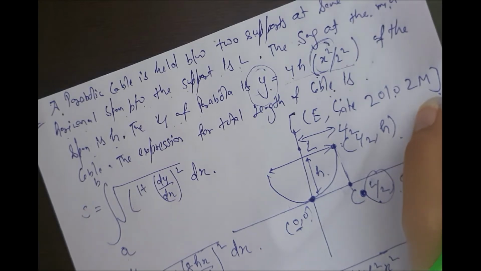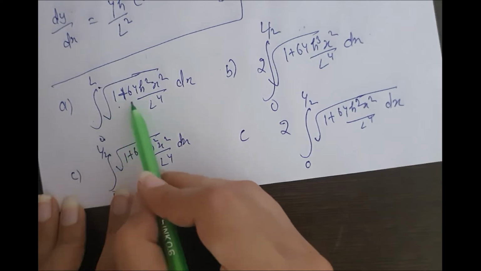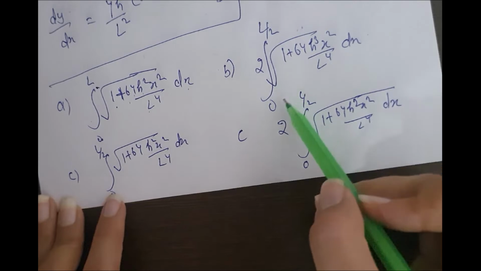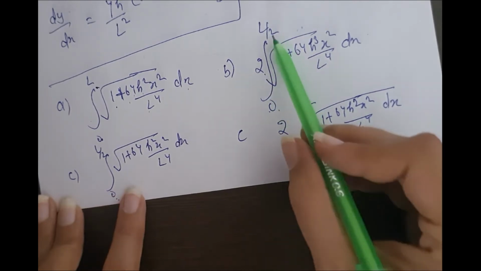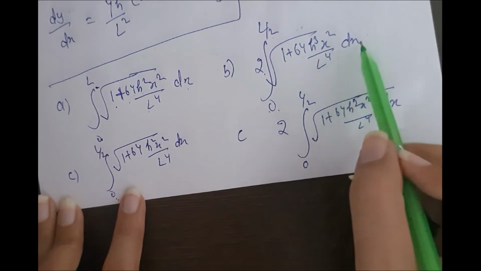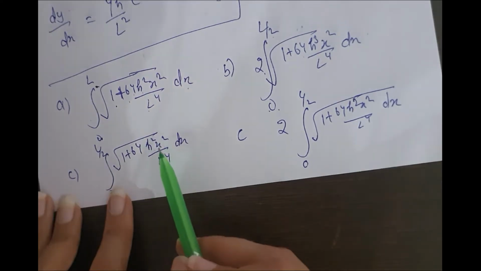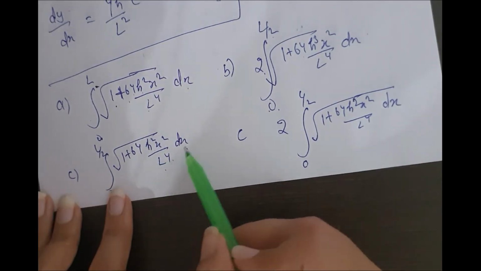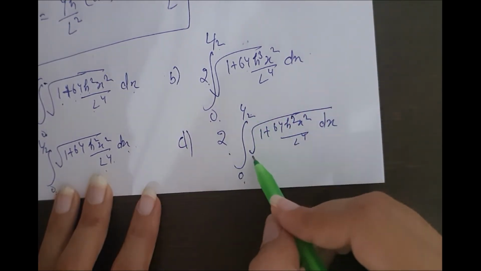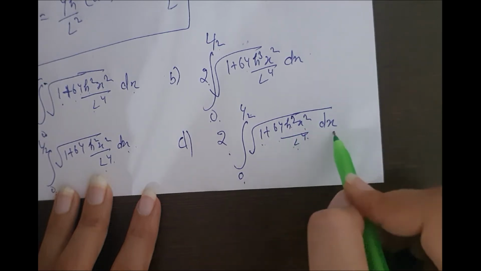As this is a GATE question, 4 options are there. These are the 4 options: integration from 0 to L root of 1 plus 64 h square x square upon L raised to power 4 dx. Second one is 2 into integration from 0 to L by 2 root of 1 plus 64 h cube x square upon L to the power 4 dx. And the third one is integration from 0 to L by 2 of 1 plus h square x square upon L raised to power 4 dx. And the last one is integration from 0 to L by 2 root of 1 plus 64 h square x square upon L raised to power 4 dx.